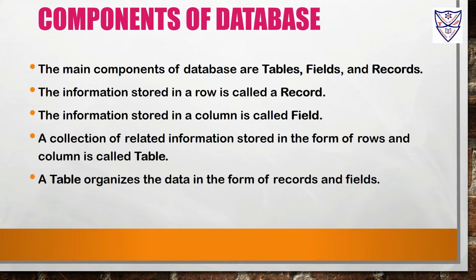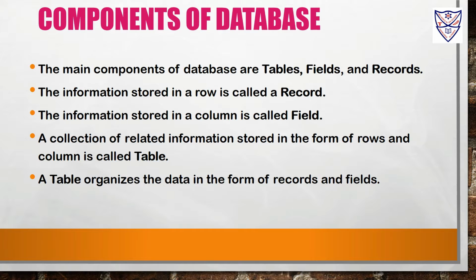Let us take an example of the student database. Each row shows the details of each student, like his or her roll number, name, birth date, etc., in the form of a record. So the information stored in a row is called a record. Each column contains a specific piece of information for all the records, like the first column contains the roll numbers of all the students. So the information stored in a column is called a field.